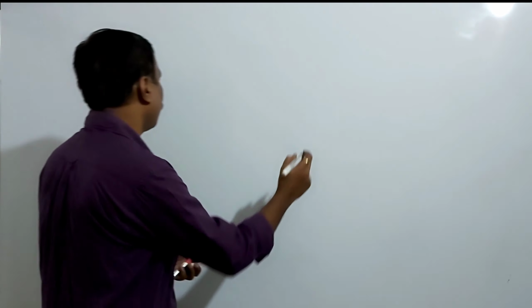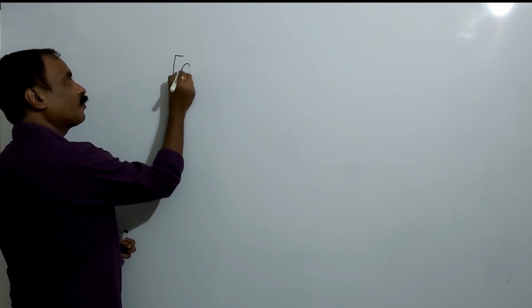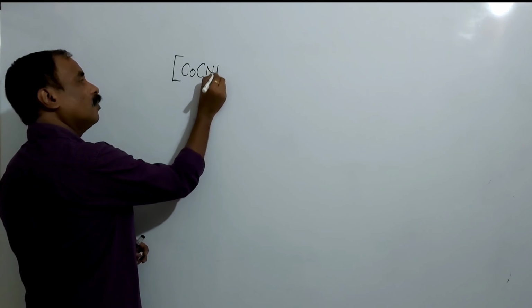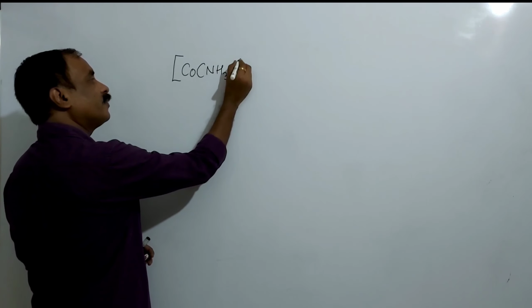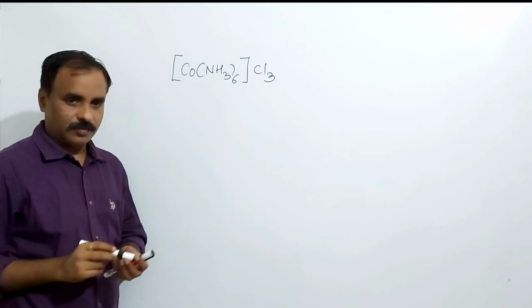In this lecture of coordination chemistry, today we will see how to find the coordination number of a metal and the oxidation number of a metal. You know what a coordination number is and how to find it. I will take an example of a complex: cobalt, 6 ammonia. Suppose the complex is like this. This is a complex compound.